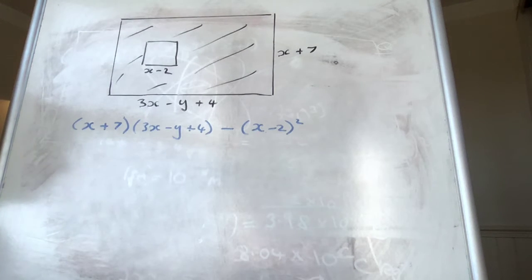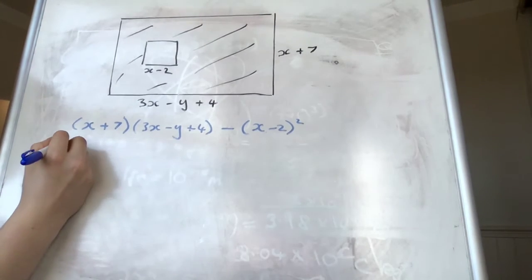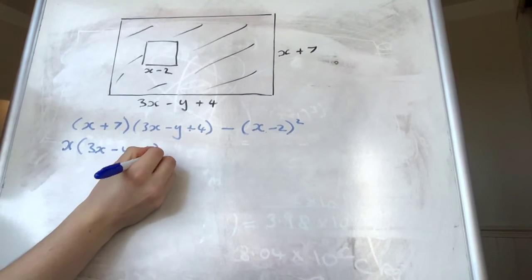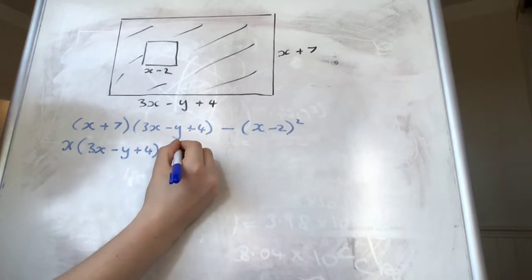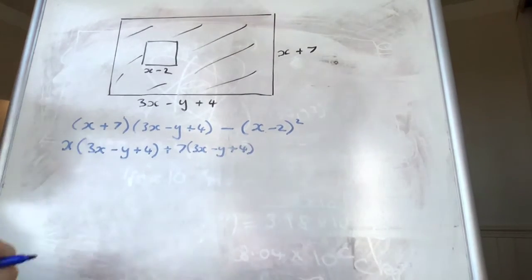Now we've changed this problem into a much more recognizable bracket expansion question. So we're just going to apply those principles that we learned in the previous video. The first thing to do is to multiply the x by everything in the second bracket here. So that will give us x times (3x minus y plus 4). Then we want to multiply the 7 by everything in that bracket as well. So plus 7 times (3x minus y plus 4).